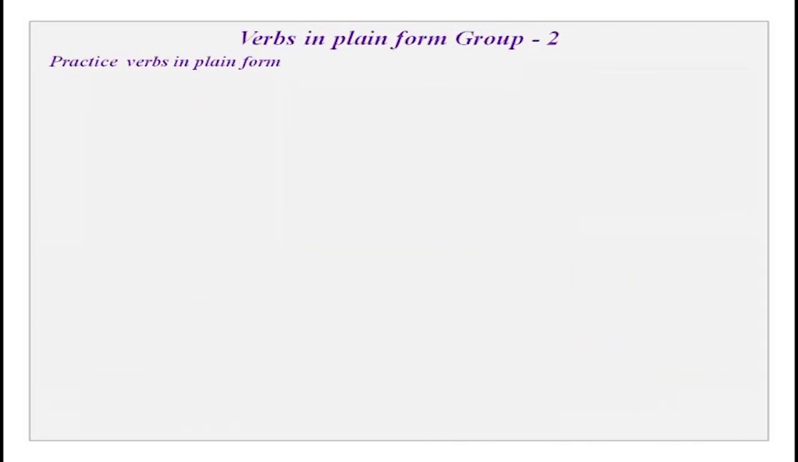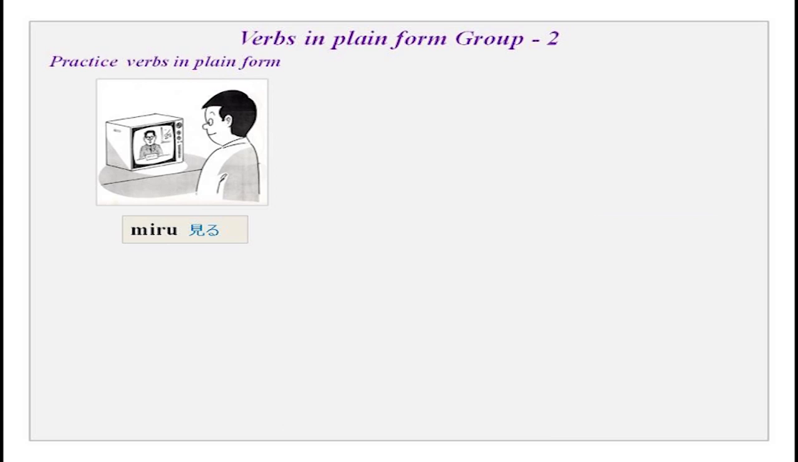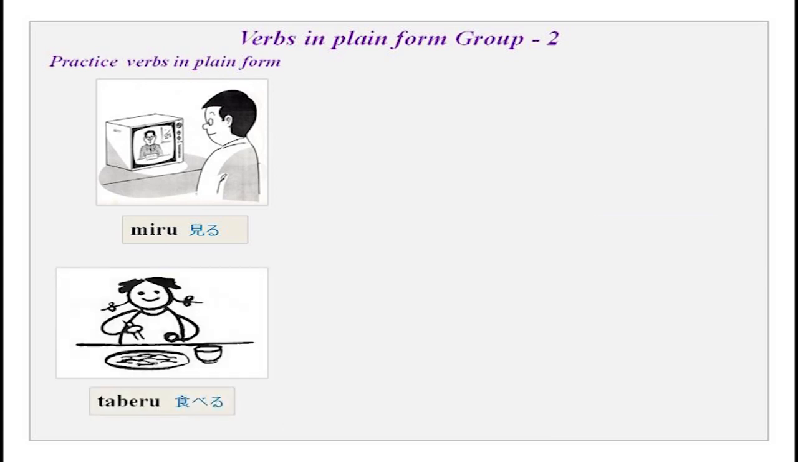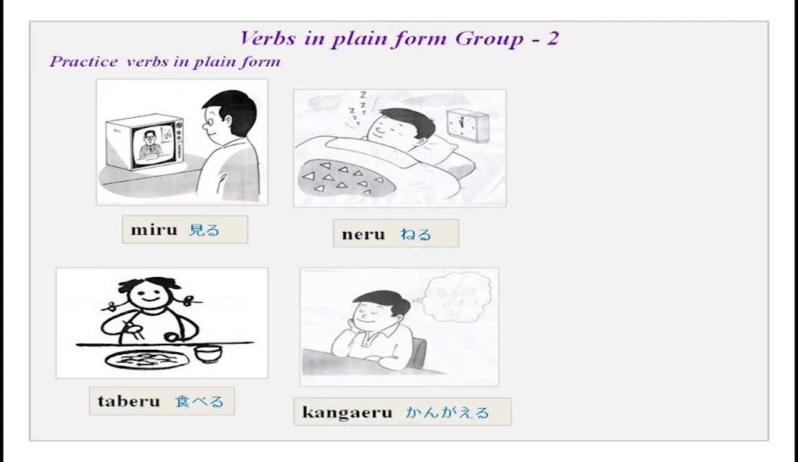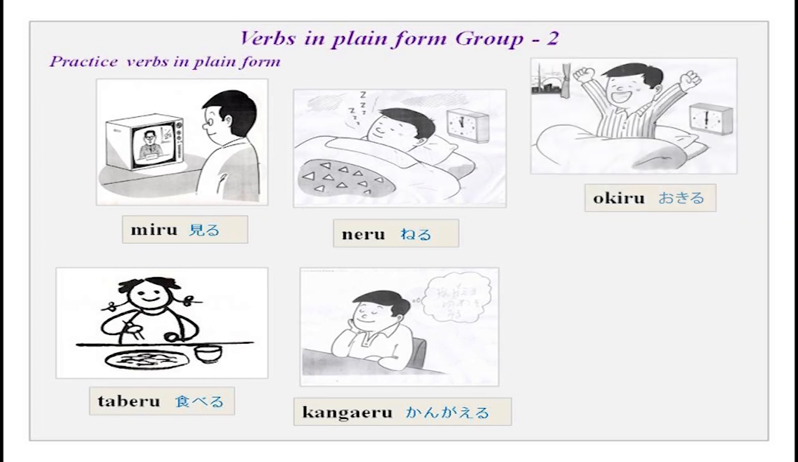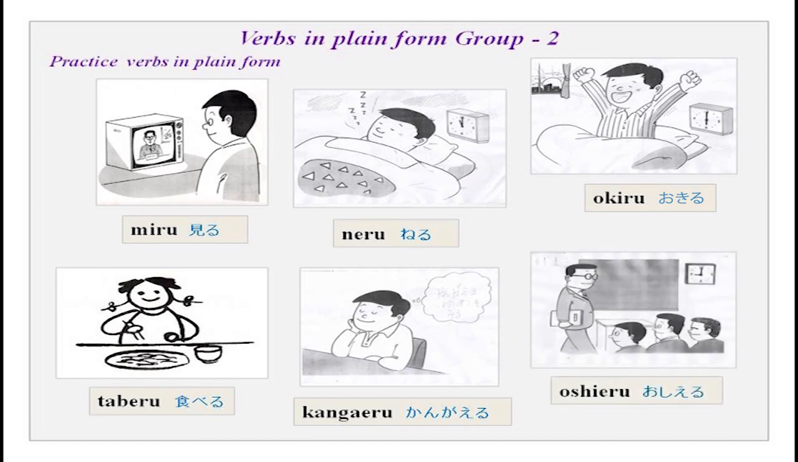Well, we have verbs in group 2 as well. Let us see. Miru. Taberu. Then we have someone sleeping over here. Neru. What is he doing? Kangaeru, to think. This you have done. Okiru. And of course, what is this? Let us see. Oshieru, to teach. Or as he is entering over here, it could also be hairu, which is to enter.